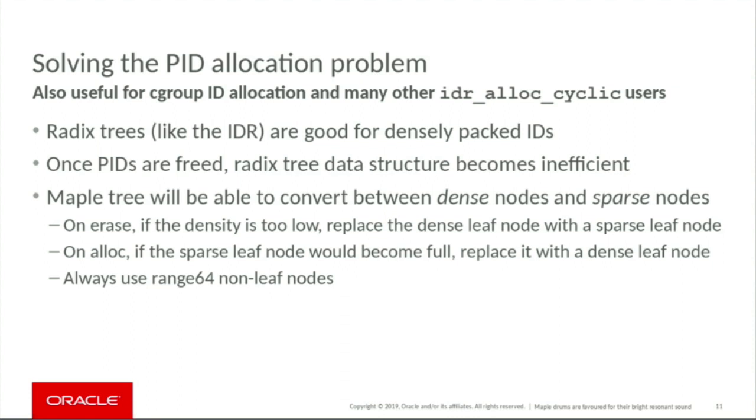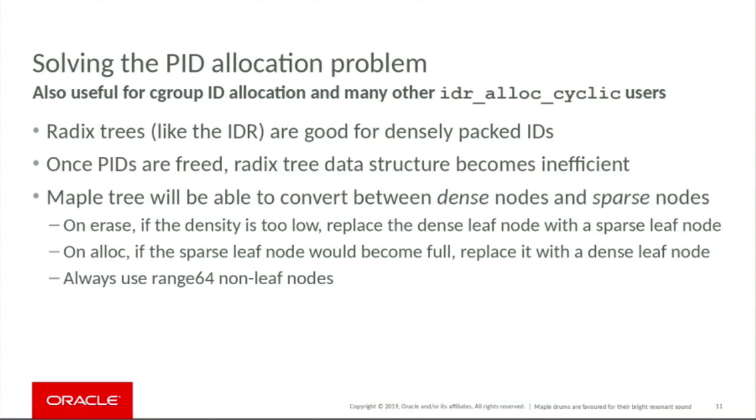So if you're storing process IDs in an IDR, which Linux does, the radix tree data structure is pretty inefficient at that, because you've got gaps in between. If you look at the PIDs available on your system, like you type ps and look at the ranges of PIDs that are in use, you'll be able to see that there's some gaps, and every gap you see represents at least one pointer that is not being used, and you have to keep track of which ones aren't in use anymore.